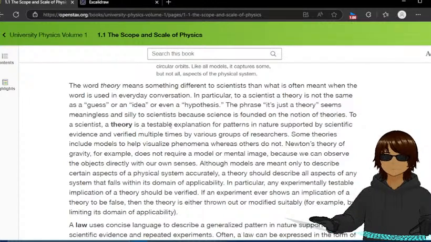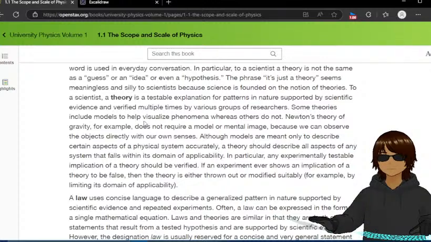Theory is a testable explanation for patterns in nature supported by scientific evidence and verified multiple times by various groups of researchers. Some theories include models to help visualize phenomena, whereas others do not. Newton's theory of gravity, for example, does not require a model or mental image because we can observe the objects directly with our own senses. Although models are meant to describe certain aspects of a physical system accurately, a theory should describe all aspects of any system that falls within its domain of applicability.